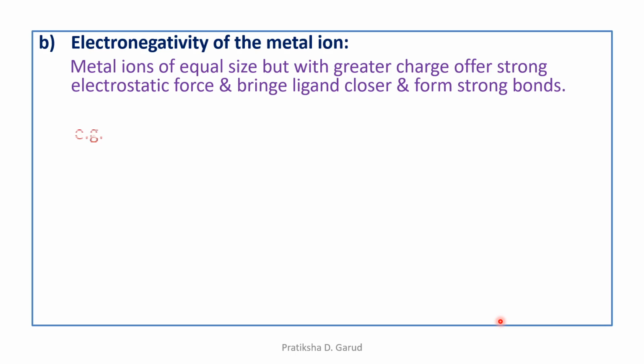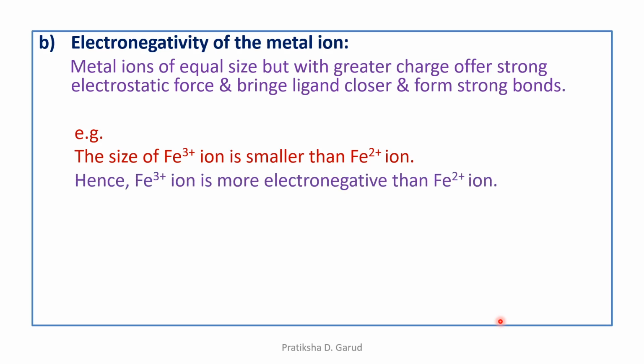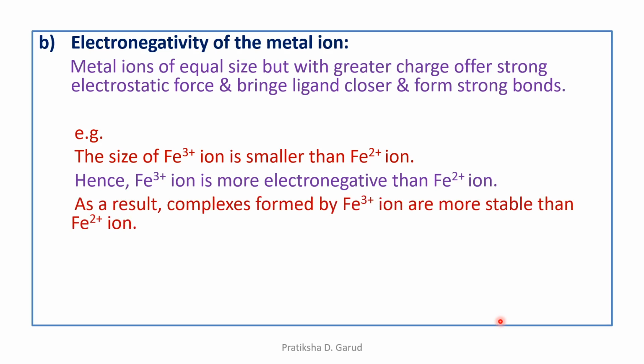So, for example, the size of the Fe3+ ion is smaller than the Fe2+ ion, right? Fe3+ is smaller in size than the Fe2+ ion. Hence we can say that the Fe3+ ion is more electronegative than the Fe2+ ion. As a result, the complexes formed by the Fe3+ ions are more stable than those of the Fe2+ ions. Let us see their structures.